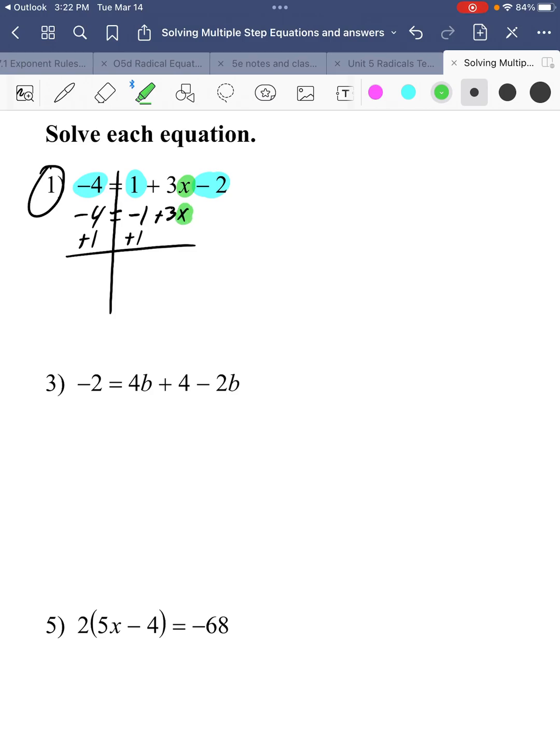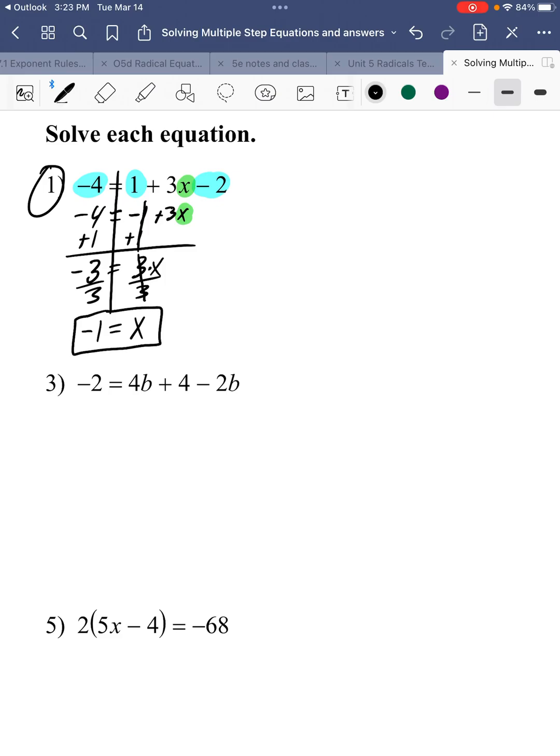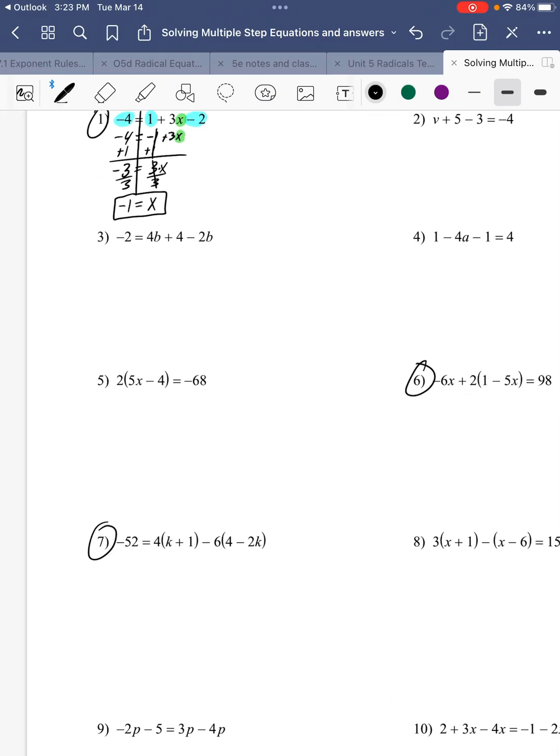Ultimately what I'm trying to do is get x by itself. And to get x by itself, I need to move everything away from it. So by adding 1, -4 plus 1 is -3, you get -3 equals 3x. Divide by 3 to undo the multiplication, and you get x equals -1.